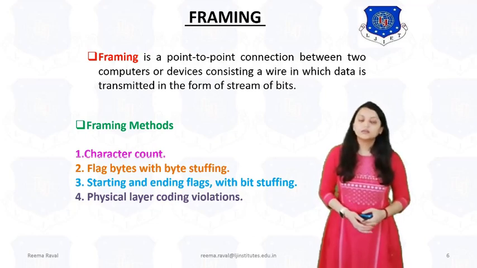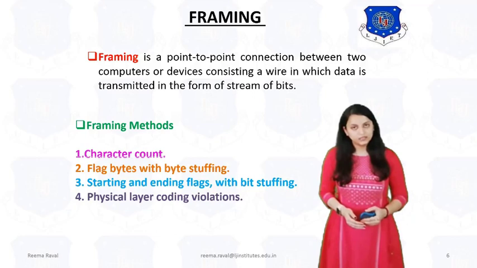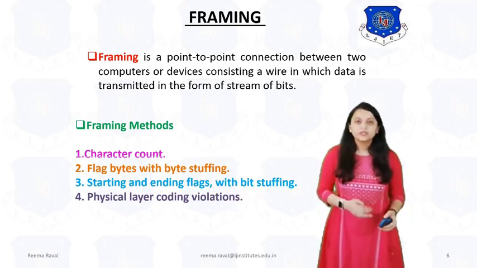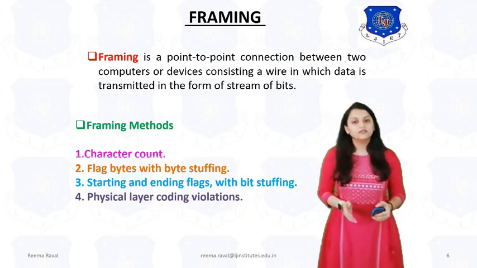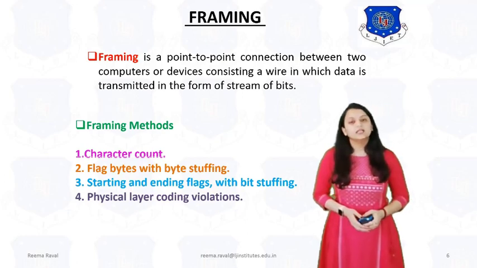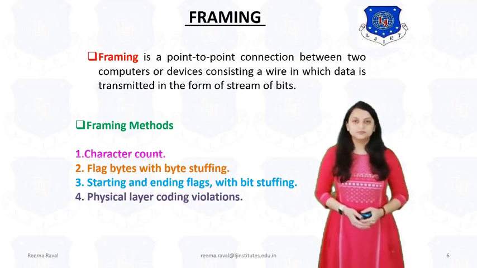I repeat again. First one is character count. Second one is flag bytes with byte stuffing. Third one is starting and ending flags with bit stuffing. And the fourth one is physical layer coding violations. Let us understand each of these framing methods in detail.